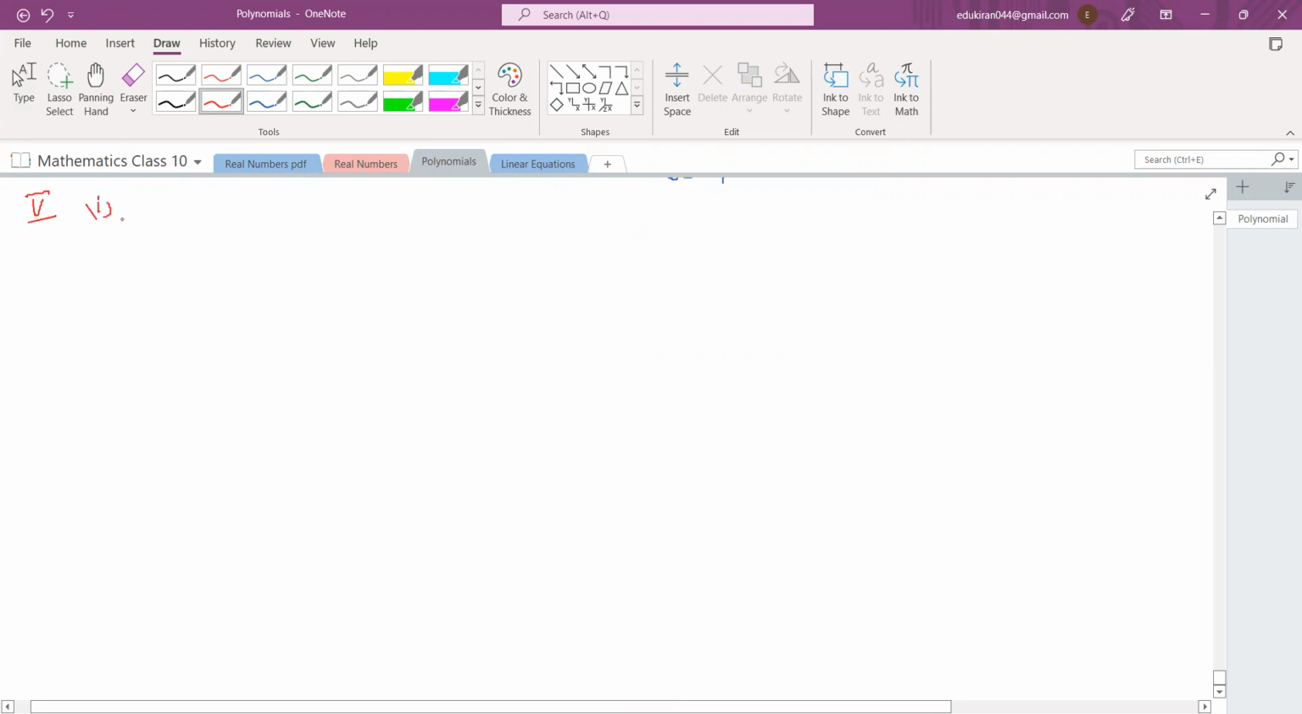Note down one question. If x plus a is a factor of this polynomial, or I think I should take it something else, x plus k, right?